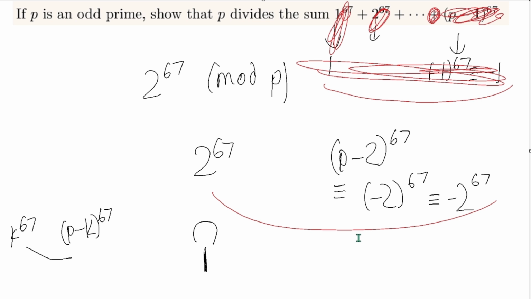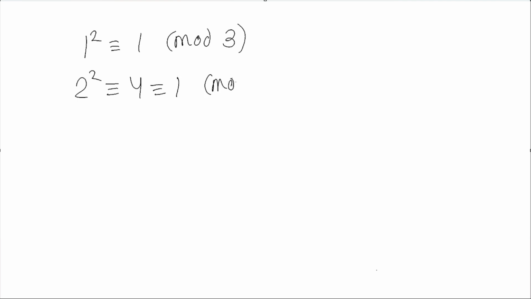And in the next video, we'll be evaluating the sum when 67 is replaced by any arbitrary integer k. Another important thing that happens when we're working modulo P is that perfect squares turn out really, really nicely. We'll be exploring this idea in the next video, but for now, let's go ahead and evaluate the perfect squares modulo 3. So we have 1 squared is equivalent to 1 mod 3, because it's just 1. 2 squared is equivalent to 4, which is equivalent to 1 mod 3. And then 3 squared is equivalent to 9, which is equivalent to 0 mod 3.